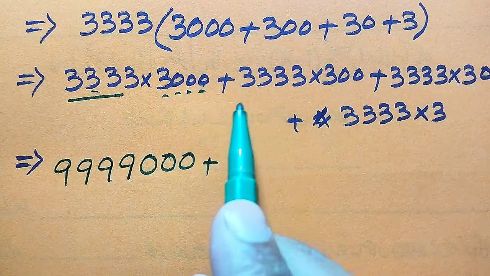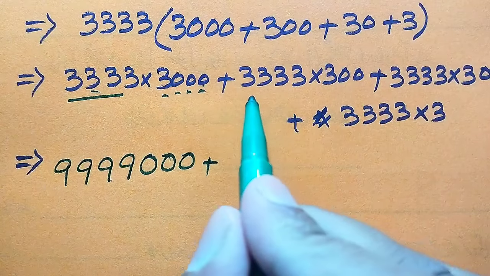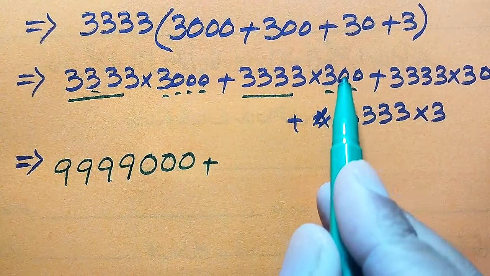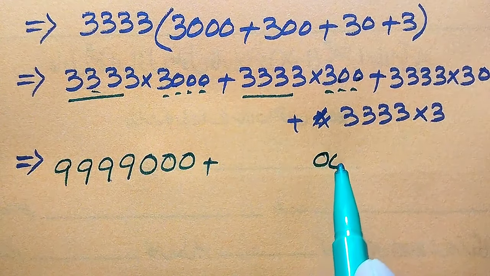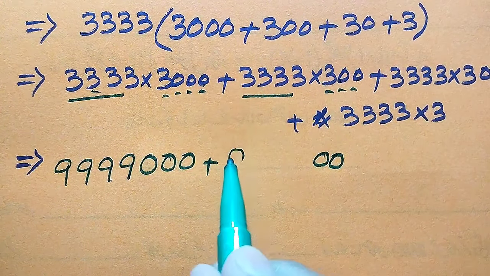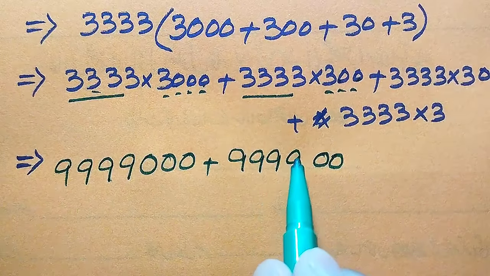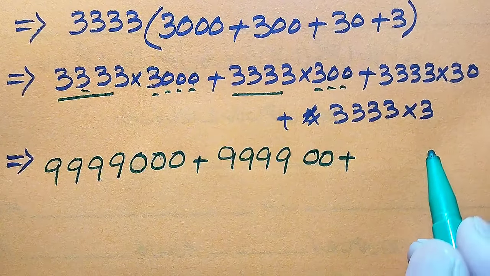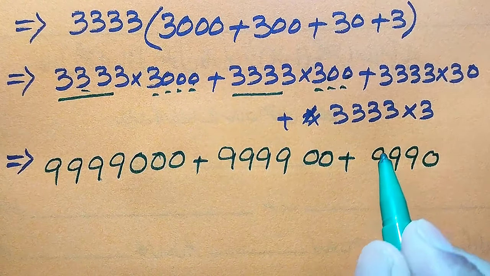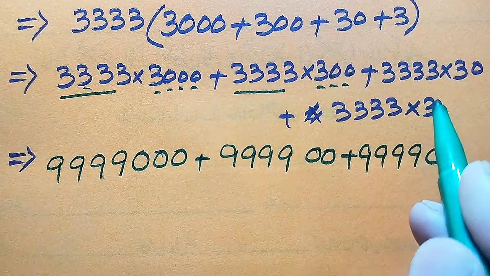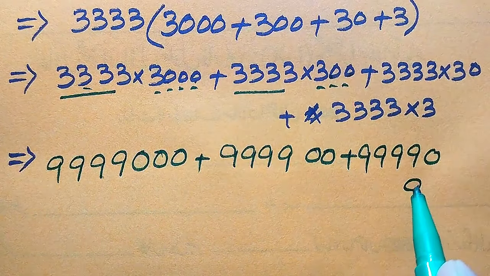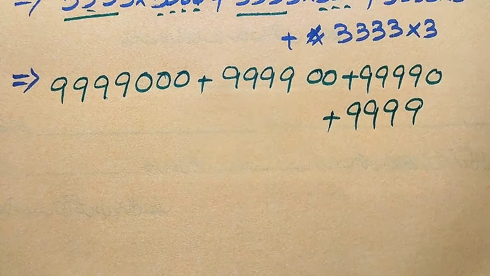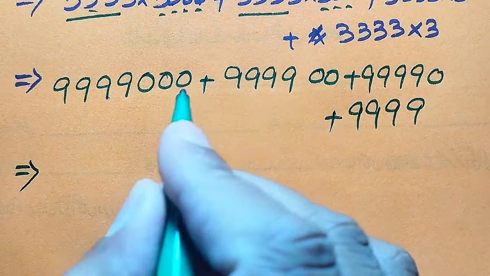Here we apply the same pattern on this value. Again we consider this as a 1-digit number and this as a 3-digit number. When we multiply by the two zeros, we get 2 zeros, and when we multiply 3 with this number, it is written as 9999. In the same pattern we multiply the next values: here we have one 0, so we write one 0 after 9999, and at the last we multiply these values and it is written as 9999. In the final step we need to sum up all of these values.